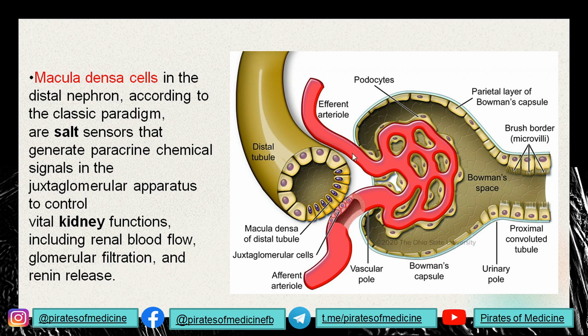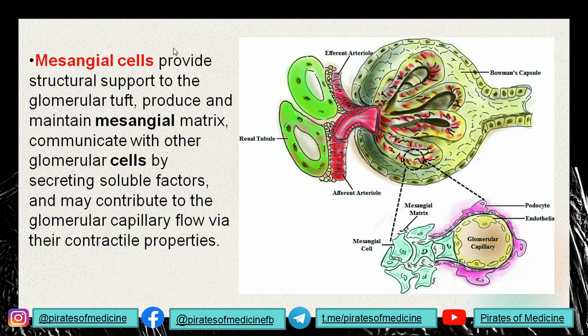So these cells sense the amount of salt and then they tell the juxtaglomerular cells to increase renin release, and they also have another function, maintaining the glomerular filtration. So macula densa cells are just like the salt sensors of the kidney.